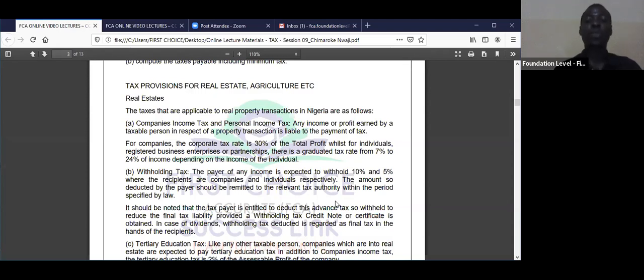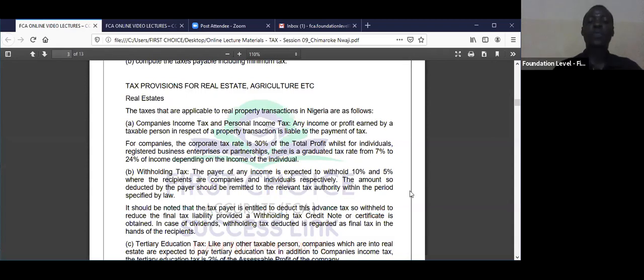Now, we also talk about withholding tax. You must have learned about withholding tax. The payer of any income is expected to withhold 10% when the recipient is a company. So when you are paying a real estate person and the real estate person collecting that money is a company, you have the right to withhold 10%. But if the person is an individual, then you take 5%. So you see, 10% withholding tax on a company, 5% on an individual.